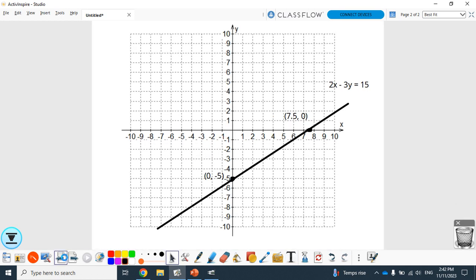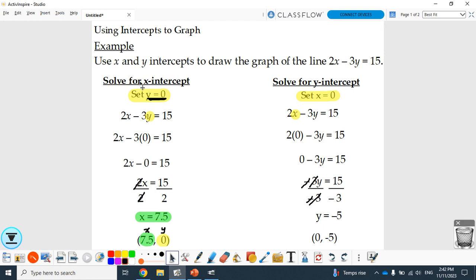So I'll go back here. To solve for the x-intercept, we set y to 0. Solve for the y-intercept, we set x to 0. And just use our algebra skills, solve for those intercepts, and then graph them on a line. Folks, we need you to get really good at this because later on in this unit, this is going to be a wonderful way to jump some hurdles.